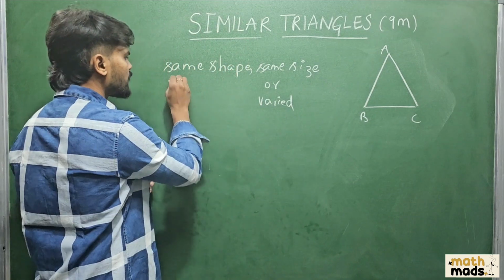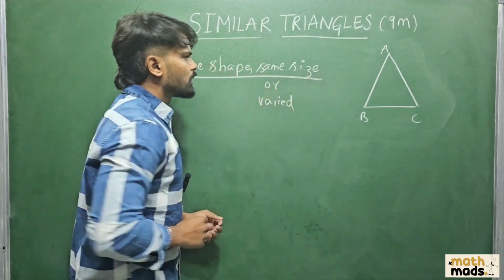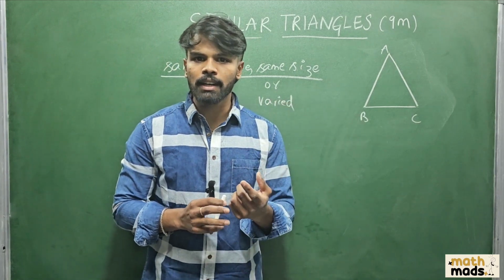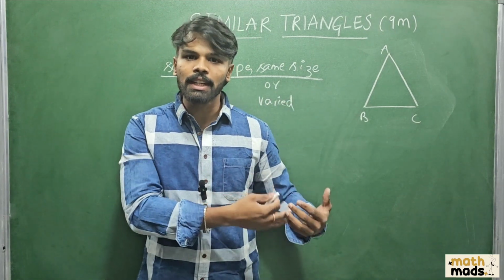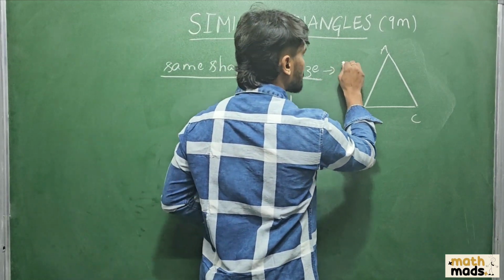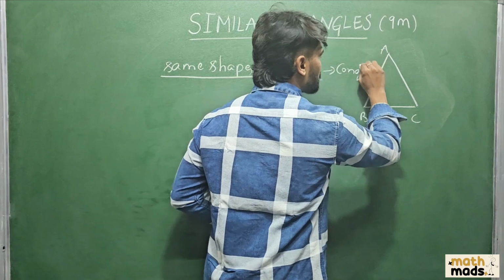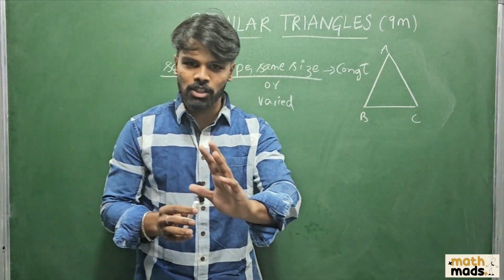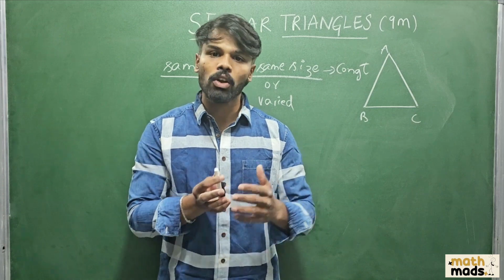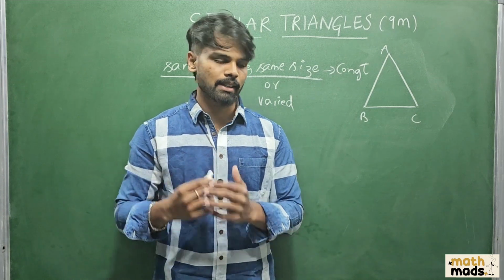Now just read the underlined sentence here. Same shape and same size. I've heard it somewhere. Where have I heard it? In our lower classes, we have seen triangles which have the same shape and same size are called congruent triangles. Correct? Now the confusion will start. Just pause your confusion there itself. Let us try to understand what is the actual relation between congruent triangles and similar triangles.